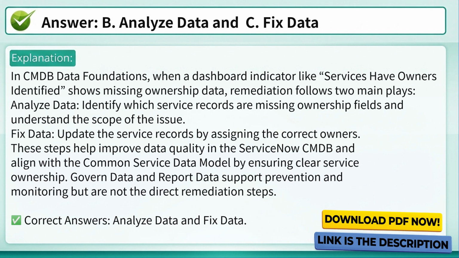Explanation. In CMDB Data Foundations, when a dashboard indicator like Services Have Owners Identified shows missing ownership data, remediation follows 2 main plays. Analyze data: identify which service records are missing ownership fields and understand the scope of the issue. Fix data: update the service records by assigning the correct owners. These steps help improve data quality in the ServiceNow CMDB and align with the Common Service Data Model by ensuring clear service ownership. Govern data and report data support prevention and monitoring but are not the direct remediation steps. Correct answers: analyze data and fix data.